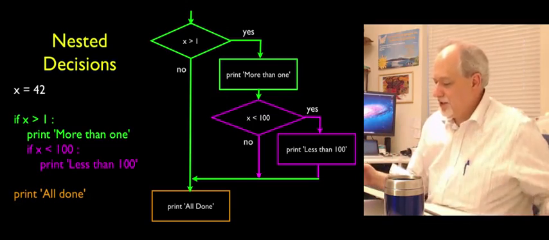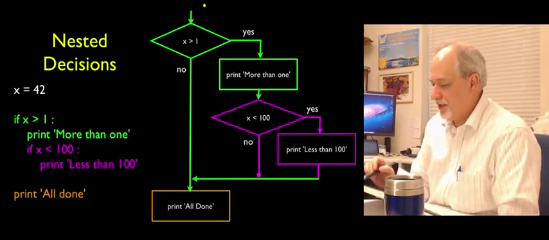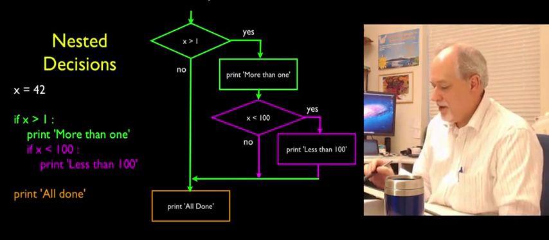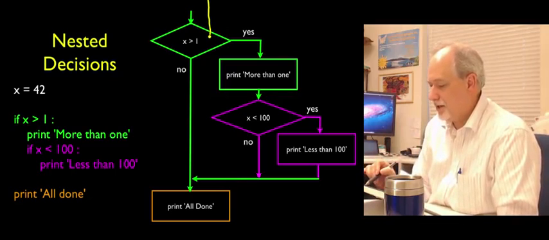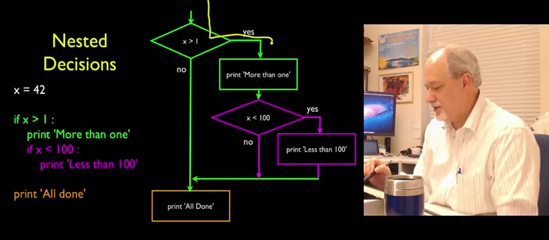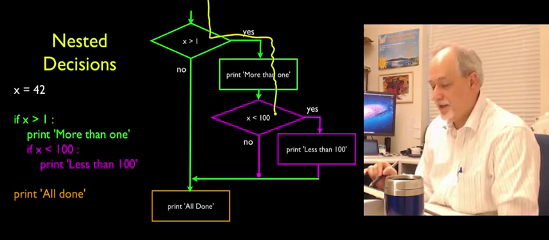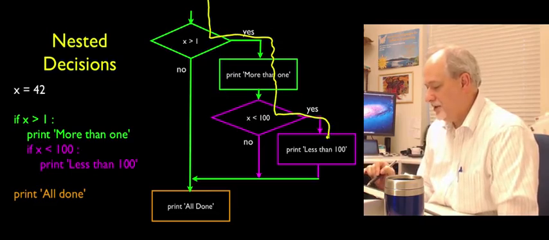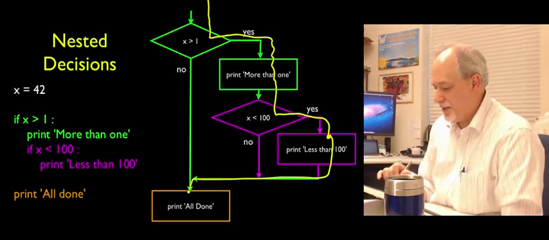So here's a nested decision, and it might be easier to start on this side, where I'm going to have first choice: is x greater than 1, yes or no? If it's yes, I'll do some work, and then I'm going to ask another question, and if that's yes, then I'm going to do this, then I'm going to come all the way back in.